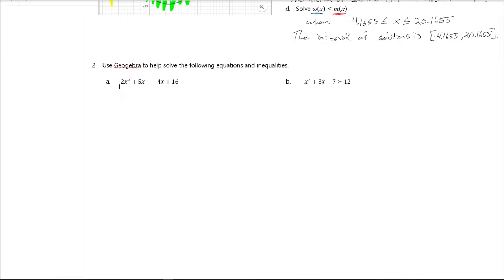So our first one we have is negative 2x cubed plus 5x equals negative 4x plus 16. What we want to do for this is we're going to let f of x equal one side. We'll go with the left side, negative 2x cubed plus 5x. And g of x equal the right side, negative 4x plus 16. And then we're going to graph both of those.